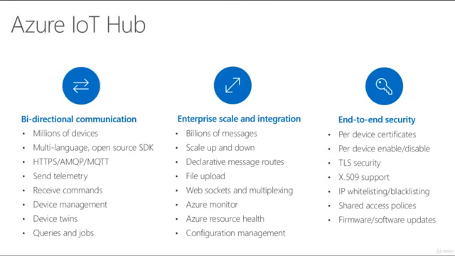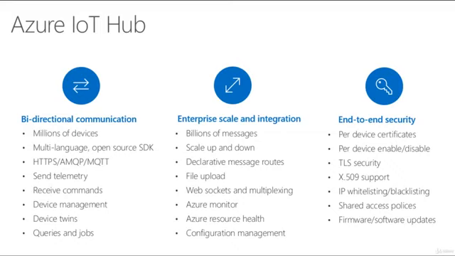So for Azure IoT Hub, we can have bidirectional communication for millions of devices, and we can send cloud-to-device messages, or we can receive device-to-cloud messages, developing with multiple languages. So we can develop in any language that we feel comfortable with using the open source SDK we have, and using the protocol that we are most comfortable with, either HTTPS, AMQP, or MQTT, and we can receive commands on the cloud and have device management, as you will see later on when we start the demo.